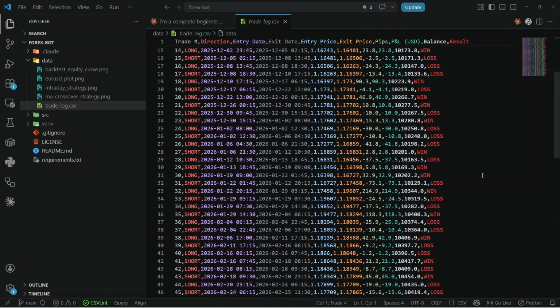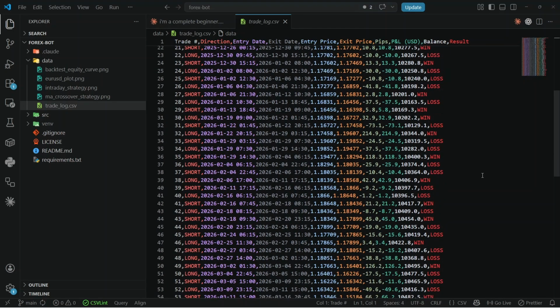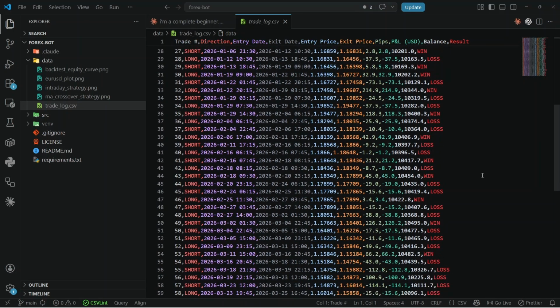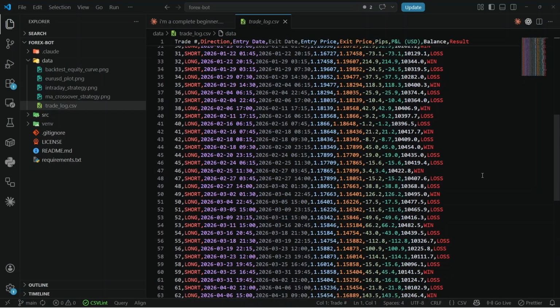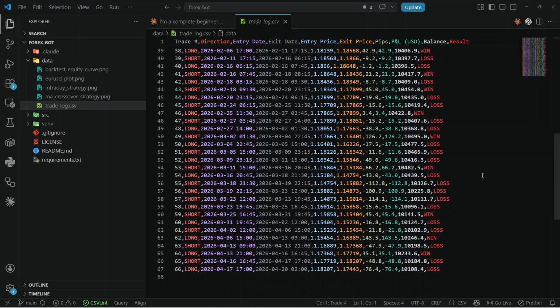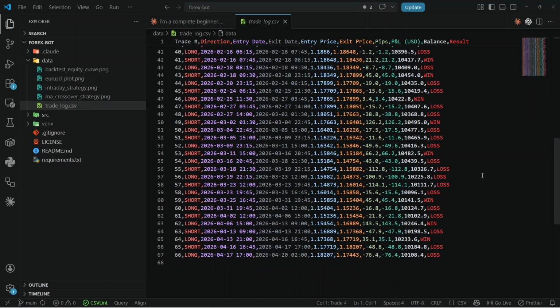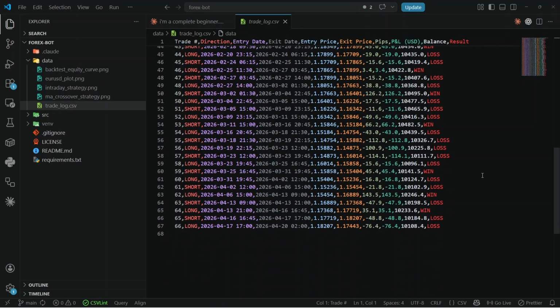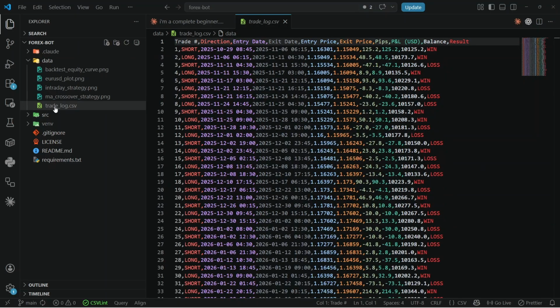The losses come frequently, but they are mostly small, minus 23, minus 47, minus 13. Annoying but manageable. But then a big green bar appears. Plus $90, plus 125, plus 214. Those are the trades that keep the whole thing profitable.